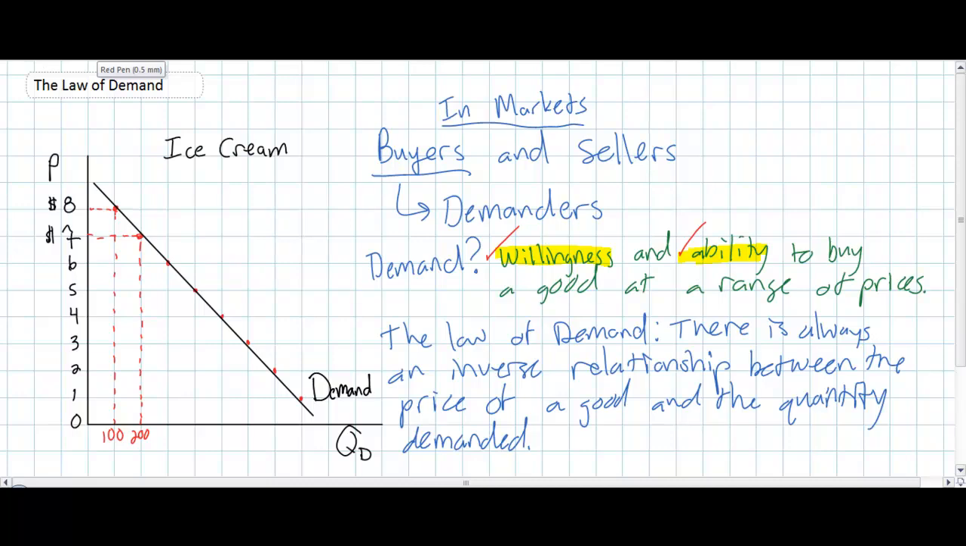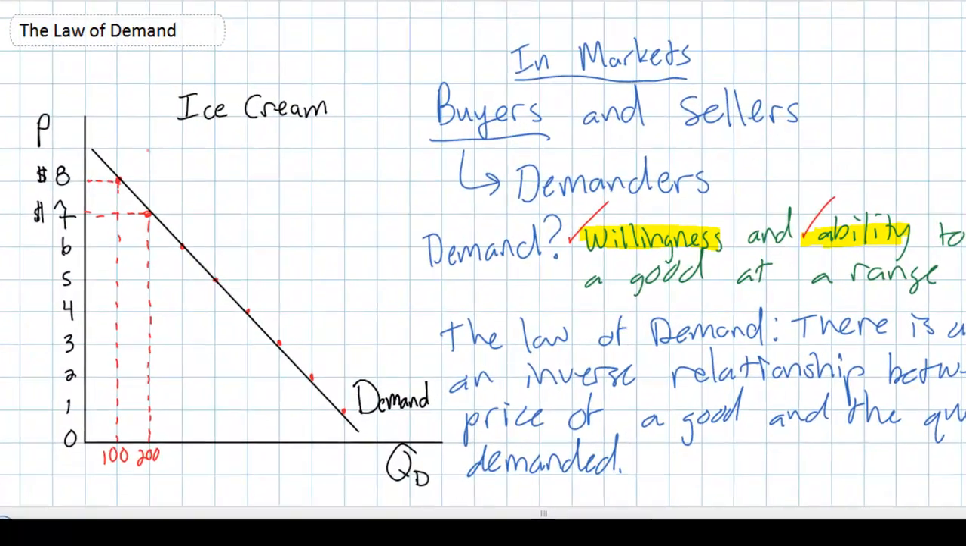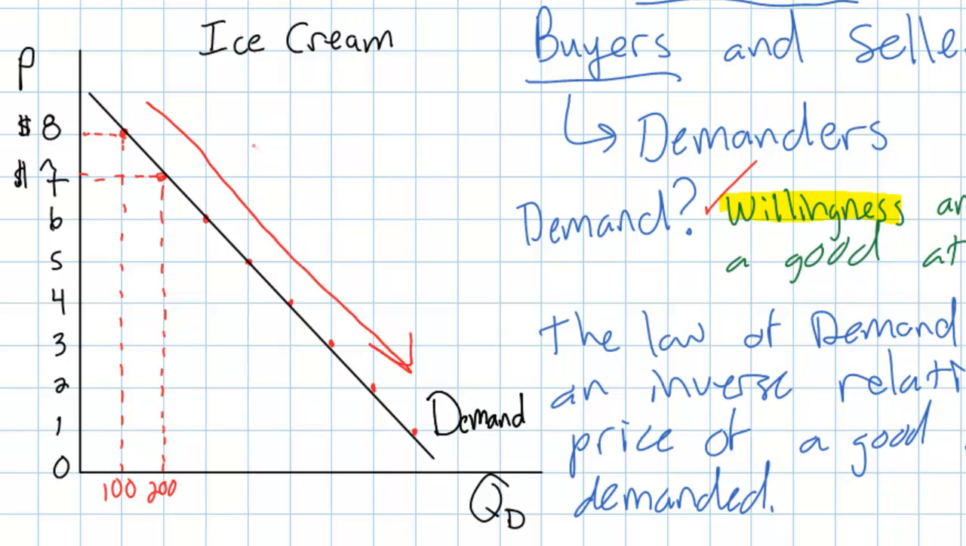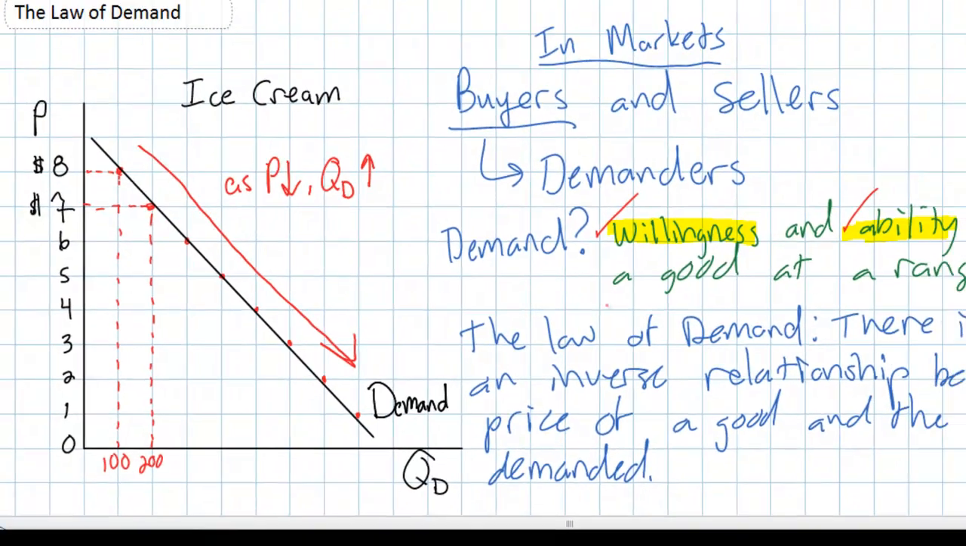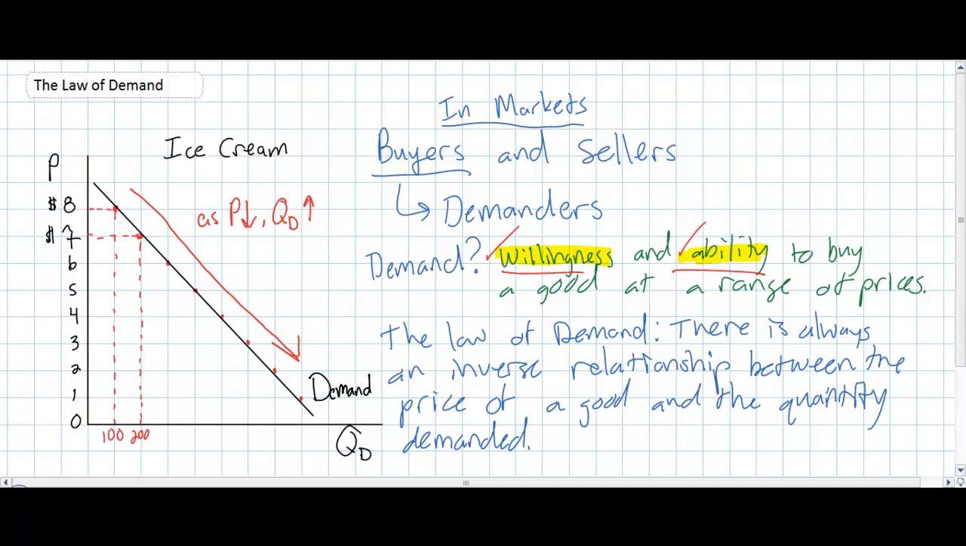However, at lower prices, as the price of ice cream decreases, as price decreases, the quantity demanded increases. And this is because more consumers are both willing and able to buy ice cream at lower prices. So that's basically the demand curve.